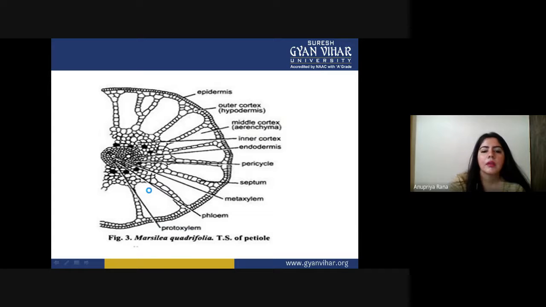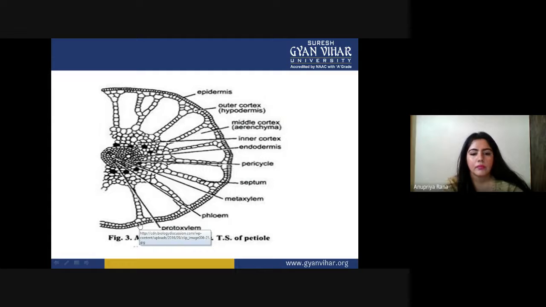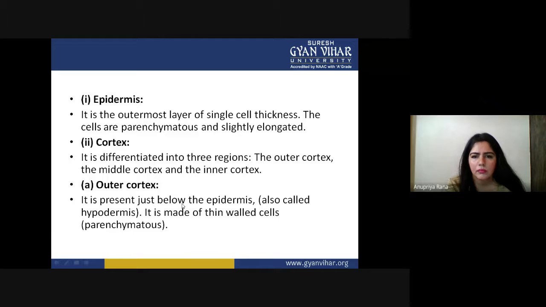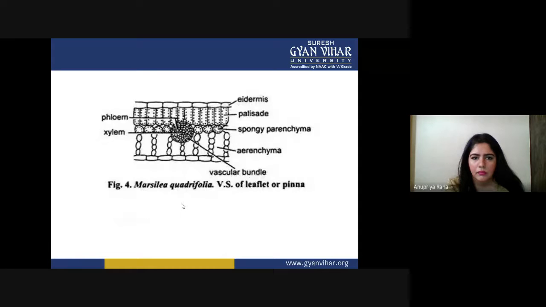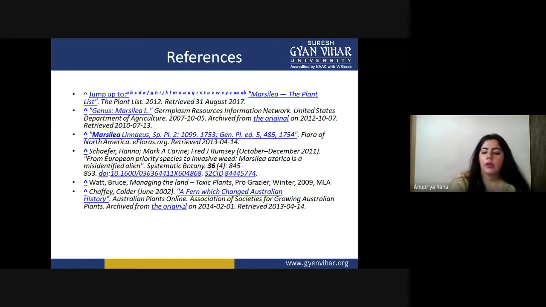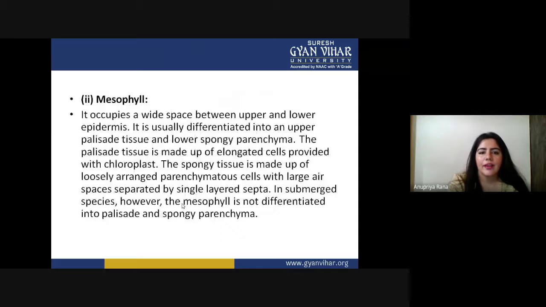You can see the radius of the petiole, I think. Yeah, we don't have the diagram of this, all others we have.